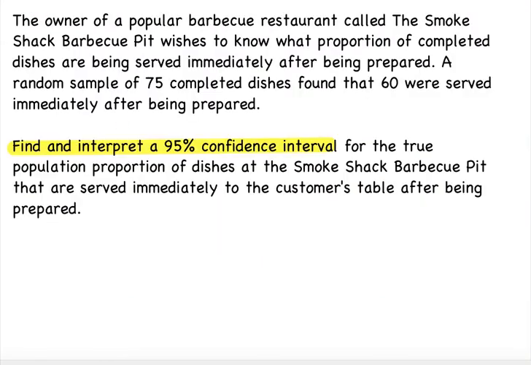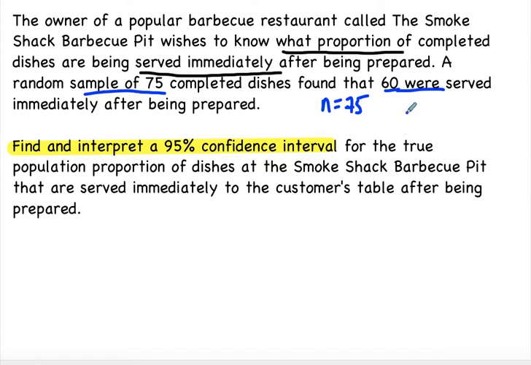All right, so here's a scenario that we're going to walk through. The owner of a popular barbecue restaurant called the Smoke Shack Barbecue Pit wishes to know what proportion of completed dishes are being served immediately after being prepared. A random sample of 75, so that means that n equals 75, found that 60 were served immediately.